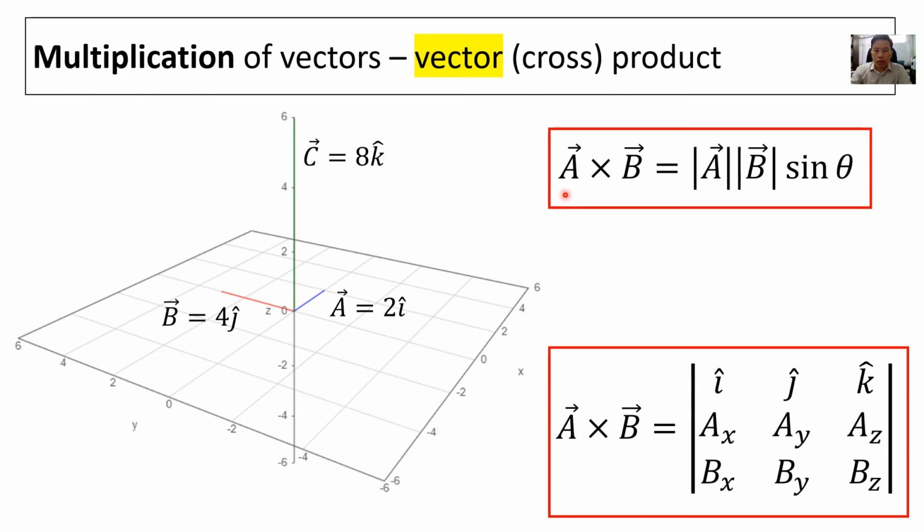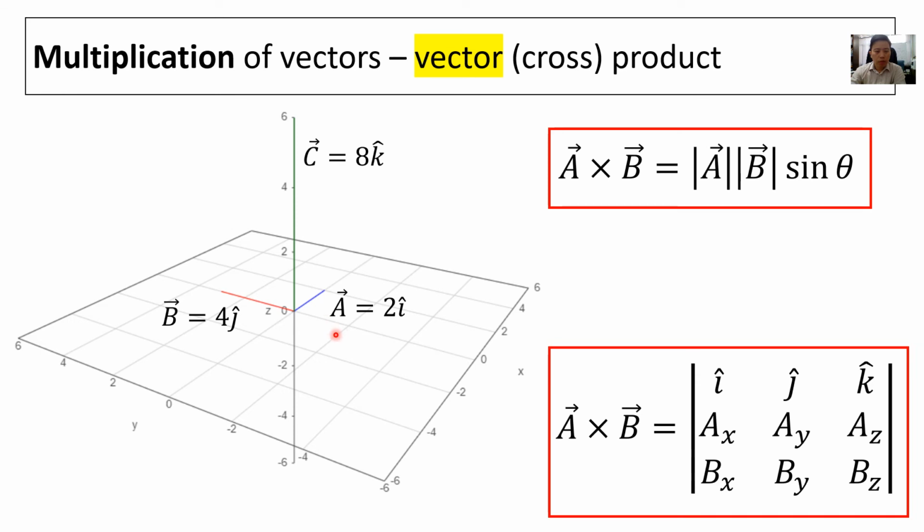So the definition is A cross B is equal to the magnitude of A multiplied by the magnitude of B times sine theta. So here, if theta is equal to 0, you'll see that this is not going to give you any vector because sine 0 is 0. And if you have 90 degrees, then you have these nice orthogonal vectors. Right, so I give an example here.